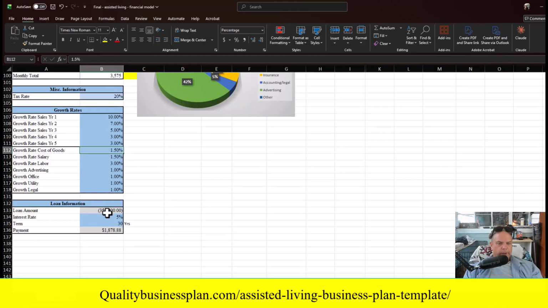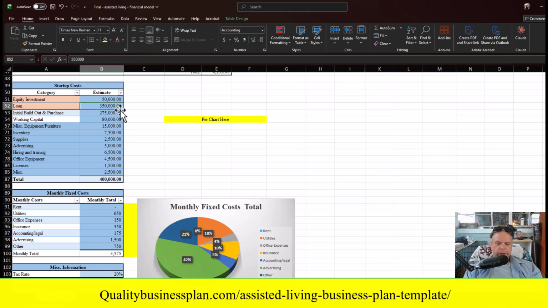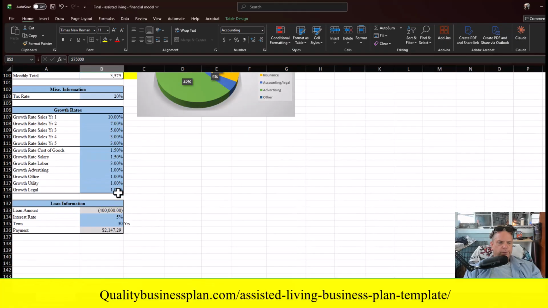Now for the loan information, here's another neat little trick with this template. This $350,000 is tied to right here. So if we change this to $400,000, this number right here automatically updates. You can then change this to whatever interest rate you're going to use for your loan, and then your monthly payment is going to be automatically calculated.